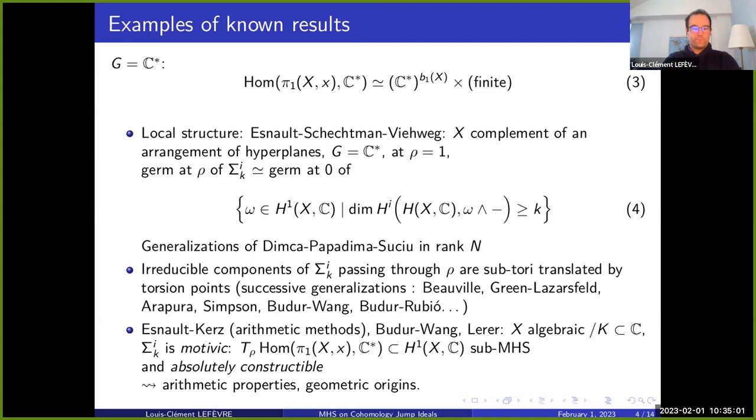So they have strong arithmetic properties that let us think that they have some kind of geometric origin, that they carry mixed structures in the appropriate sense. And that's what I'm going to show now.